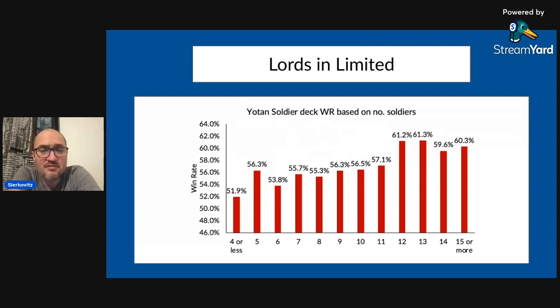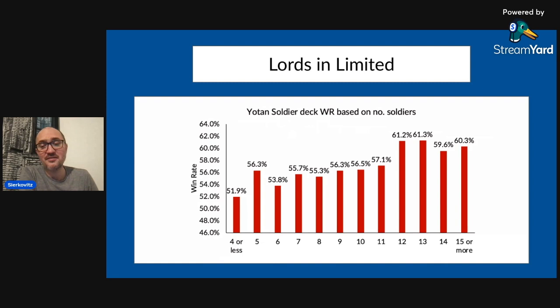But over 12 soldiers, you reach a 61% win rate, and at 13, 14, 15 soldiers, it's around the mark of 60, 61% win rates. And that's really good. That means that the decks are very strong. So you have to keep in mind that Lords will, and I know it's an intuitive thing, but it's always good to measure those intuitive things, because who knows, maybe they are not as intuitive as we think. But here it's quite clear that increasing the number of soldiers is going to improve your chances of winning.